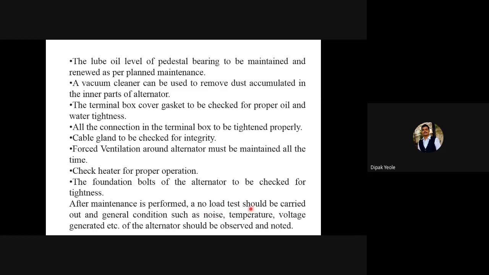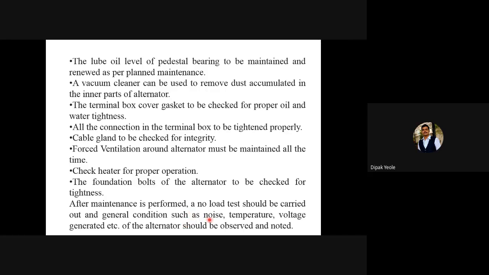Now, in your experiments, you might have performed the no-load test for a transformer, for an alternator, or for an induction motor. After carrying out this no-load test, if the device produces a satisfactory result, then the alternator, or the electrical device, is okay.